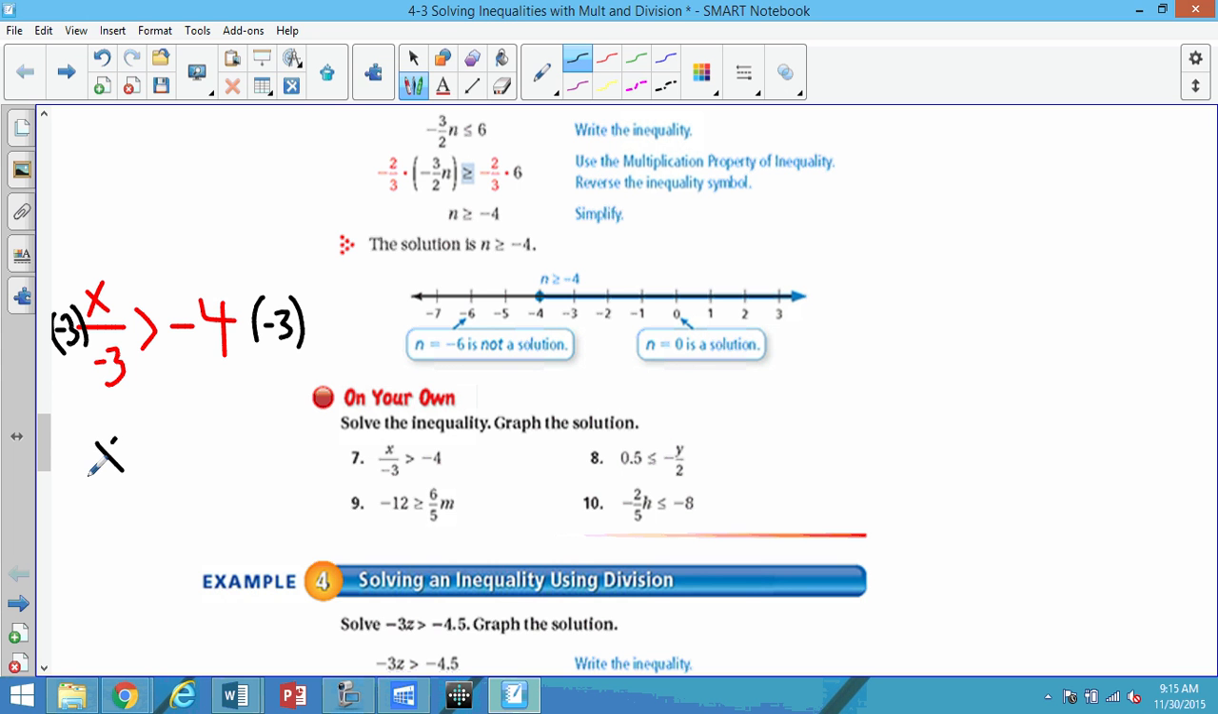This then becomes x. -4 times -3 is 12. Now, because I multiplied by the negative, I need to flip my sign. So instead of it being greater than, it's going to be less than. And then you have to graph it. So this is 12, this is 13, this is 11. Open circle on 12, darkened in to the left. Okay? Now I want you to pause your video, and I would like you to do number 8. Pause your video and do number 8.